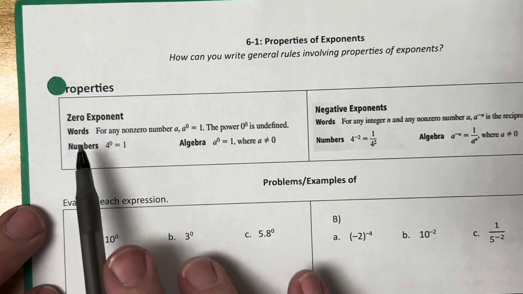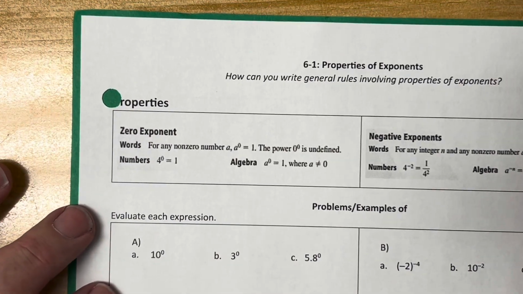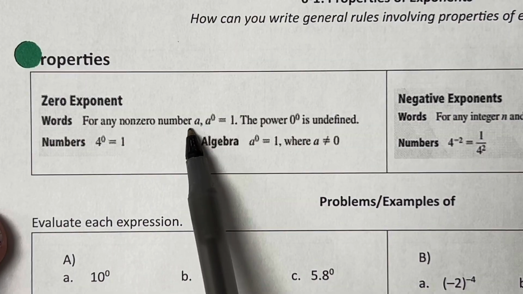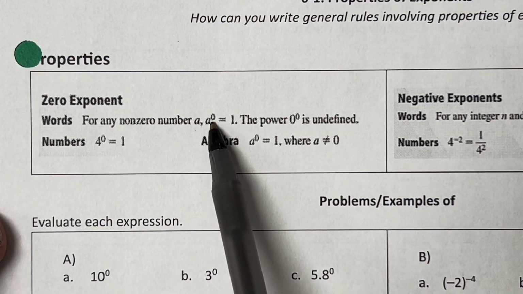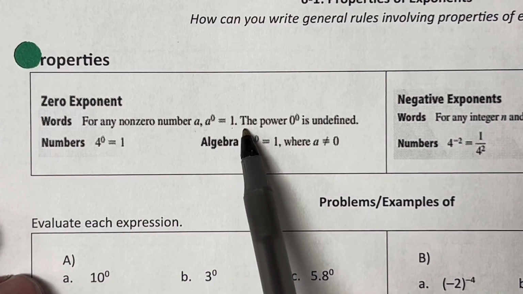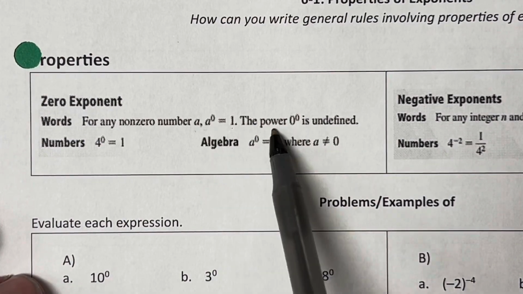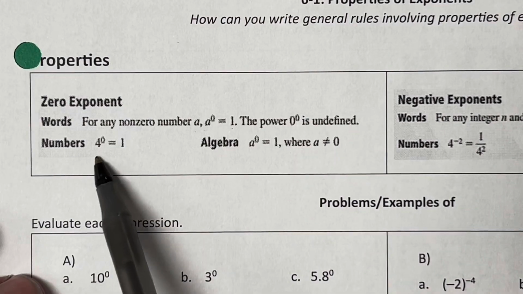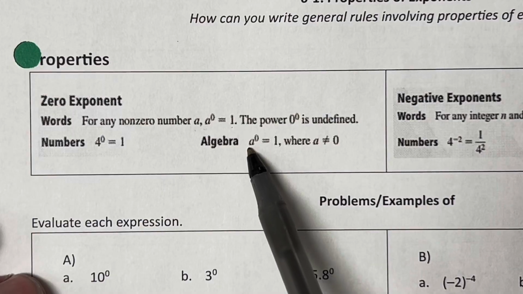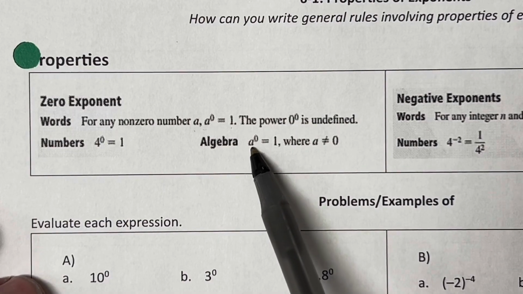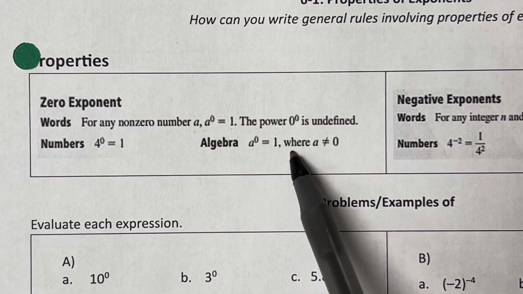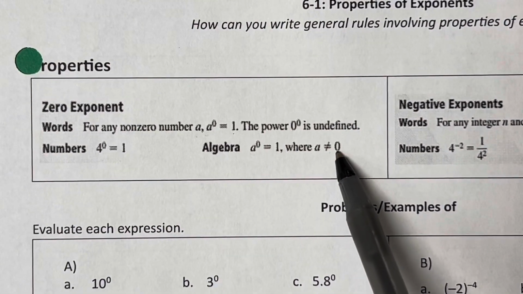The first one here is the zero exponent. For any non-zero number a, a to the 0 power will equal 1. So any number raised to the 0 power will equal 1. If a is 0, it's undefined. So 4 to the 0 power would be 1. The algebraic way to write that, which would be on your STAAR chart, would be a to the 0 equals 1, where a does not equal 0.